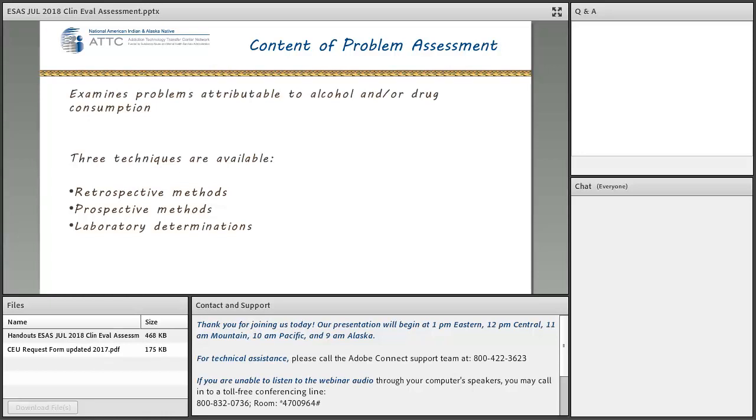Okay, so this examines the content of the problem assessment, examining problems attributable to alcohol and/or drug consumption. 3 techniques are available here: the retrospective method, prospective methods, and laboratory determinants. Retrospective is in the past: what led to what is happening now? Prospective is the future: their possible outcomes, what might happen later on if they continue this level of use. Laboratory tests such as UAs, breathalyzers, and swabs are all determined by time and specific factors. Most swabs only work for maybe the past 48 to 72 hours, and of course, that goes very well with some of the substances that are used out there.